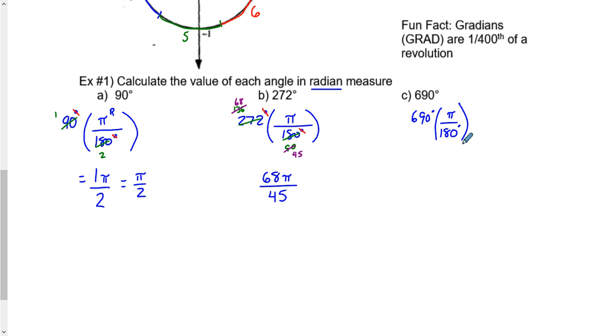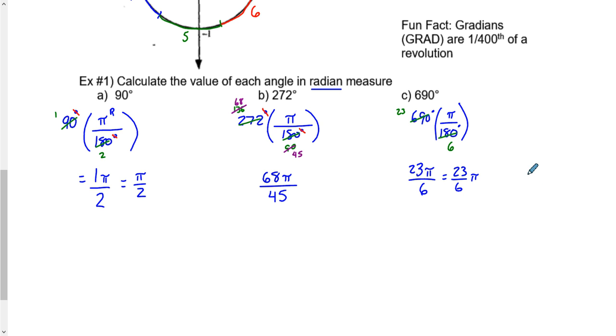Let's see. Should be able to divide them by, let's see, that's divisible by 3, that's divisible by 3, divisible by 30 at least. So 180 divided by 30 should be 6. And 690 divided by 30 is 23. Great. So we would have 23 pi over 6. Or, of course, 23 over 6 pi.